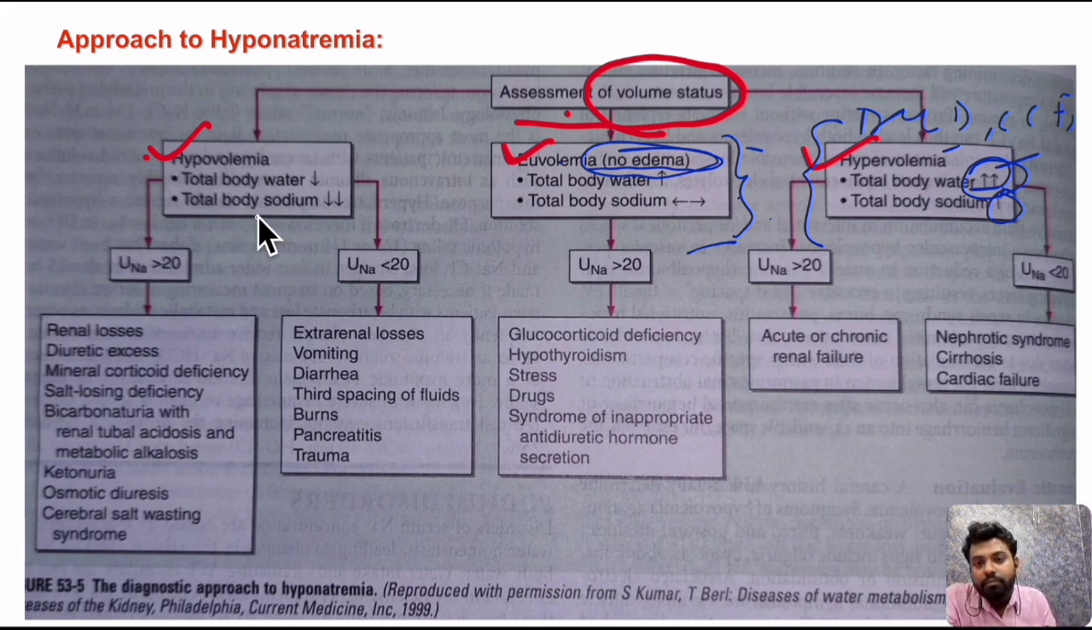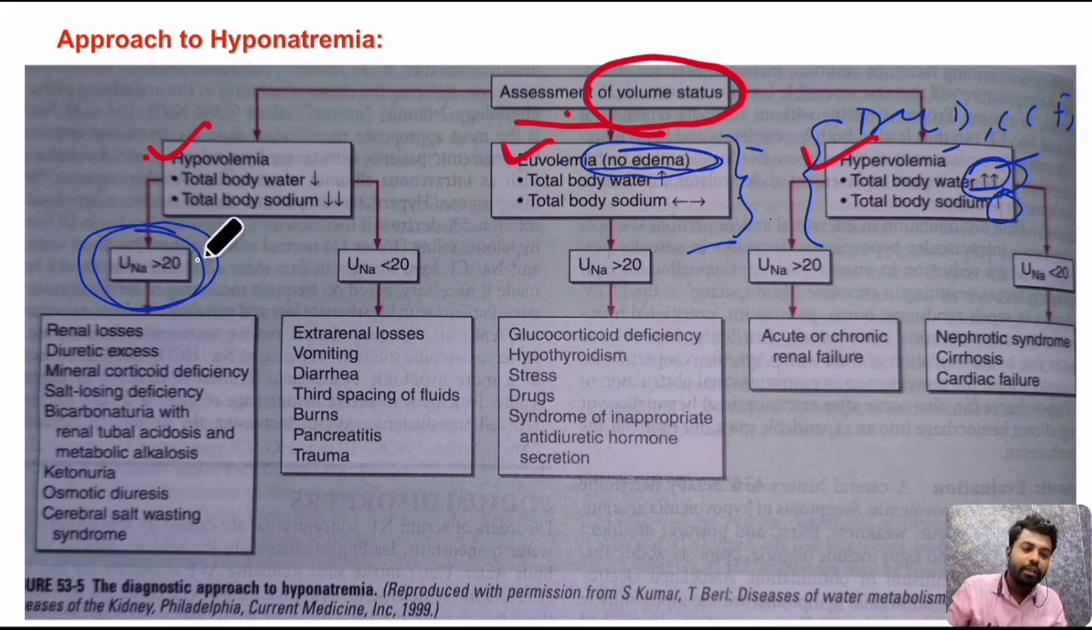So in hypovolemic hyponatremia, we have to see whether these patients are having renal loss, GI loss, or other system loss. How will we assess that? We'll assess that by urine sodium. In our indoor patients, whenever the patient comes, before correcting, we send a stat urine sample to the lab for sodium. If urine sodium is more than 20 milliequivalent, that is renal loss.